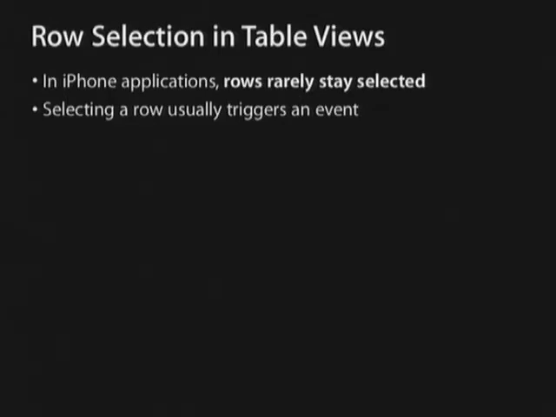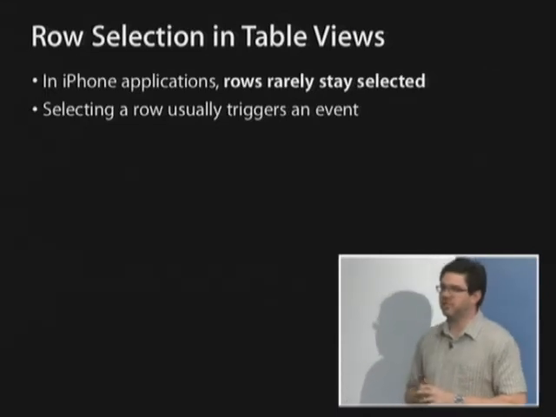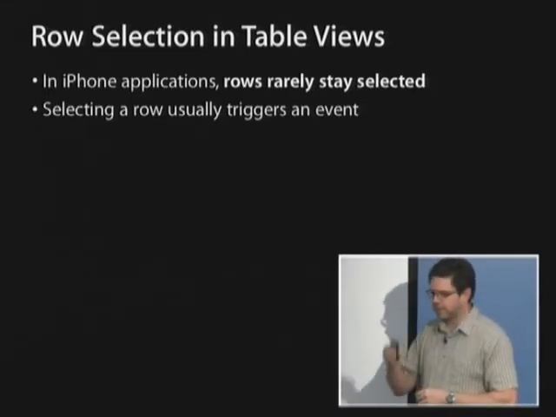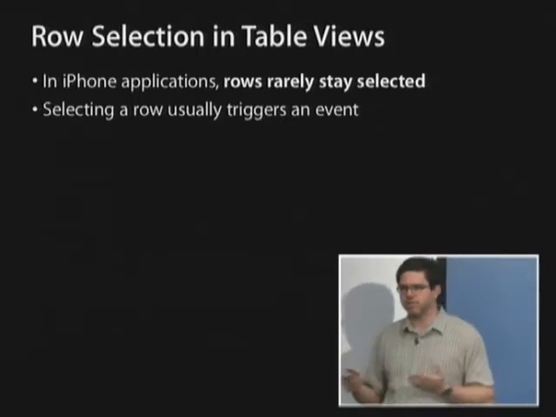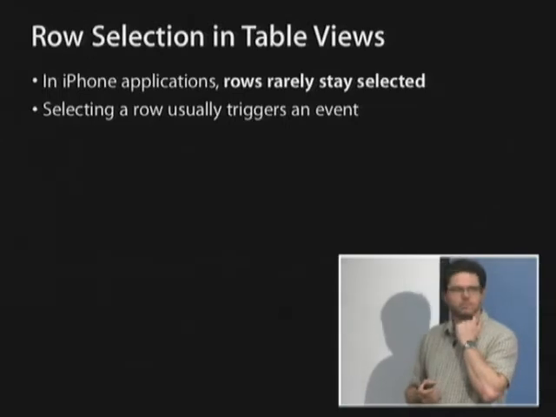So in iPhone applications, it's pretty uncommon to leave a row selected. There's only a couple of places we do this internally. And in the 2.0 version of the SDK, it isn't actually officially supported to leave a row selected. Usually, selecting a row triggers some action or event, and then you're expected to deselect the row and it'll fade out.